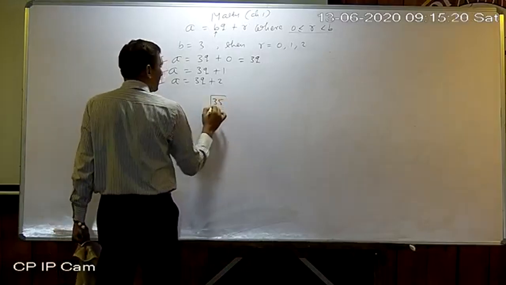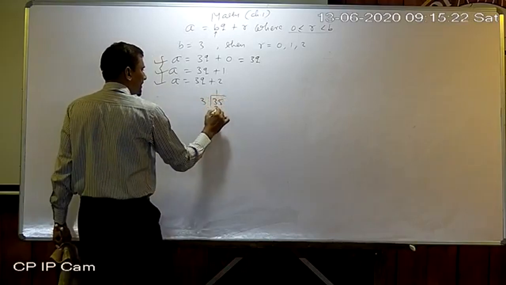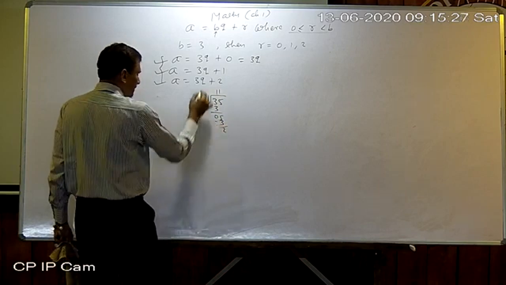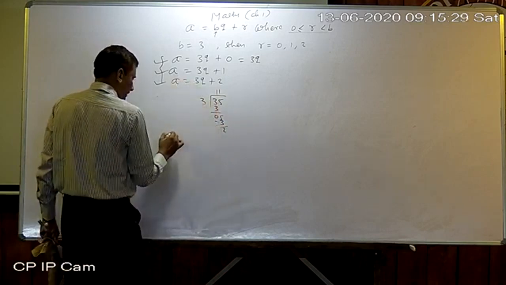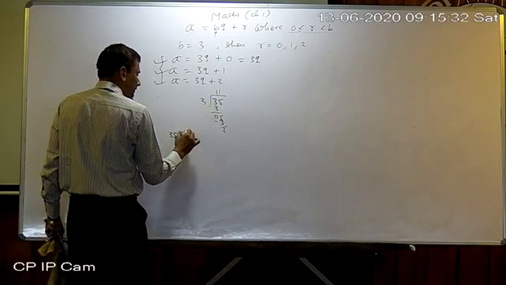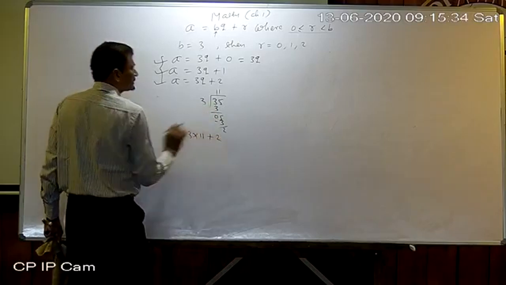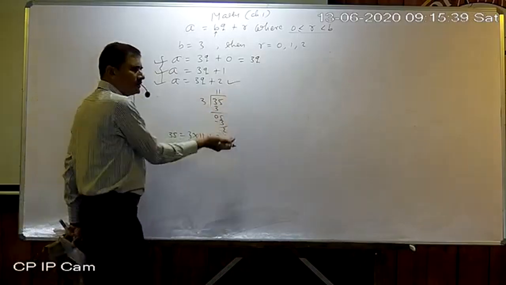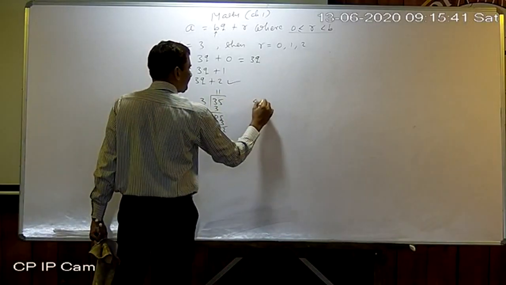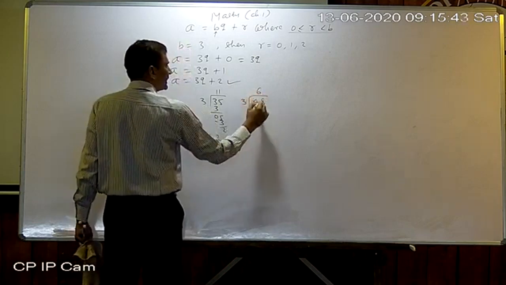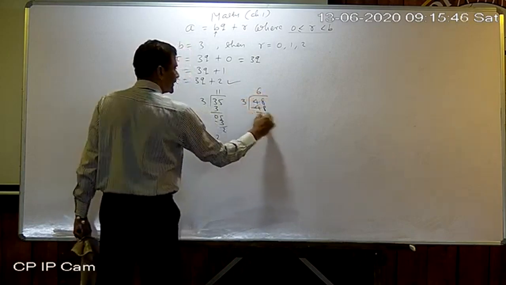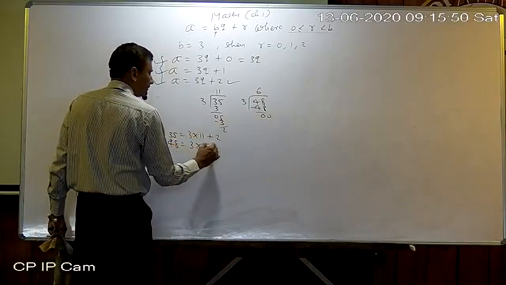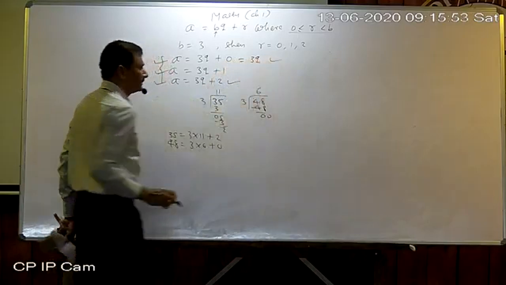Suppose I divide 35 by 3. 3 elevens are 33, 2 left. So I can write A, 35, equals 3 into 11 plus 2. Now instead of this, suppose I take another number, 48. 3 sixteens are 48, remainder 0. So 48 becomes 3 into 16 plus 0. So we got this.